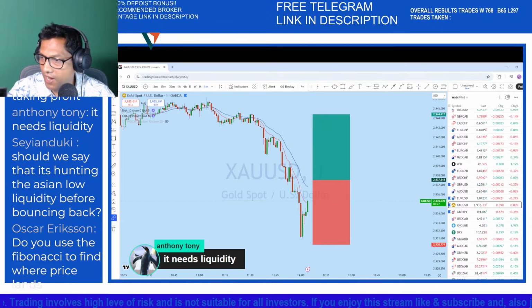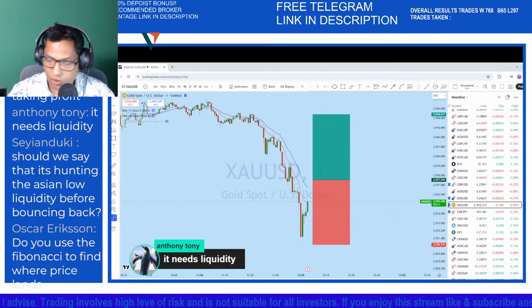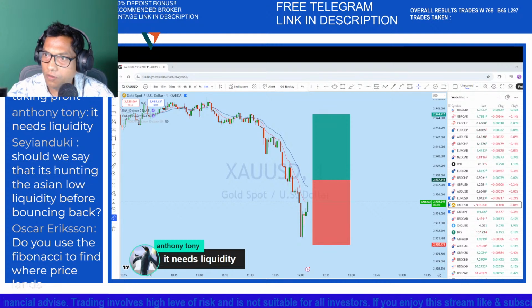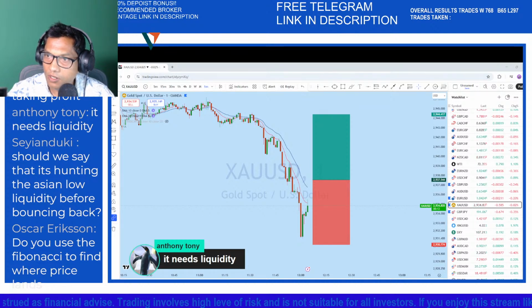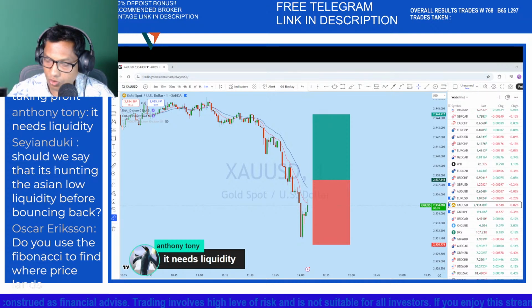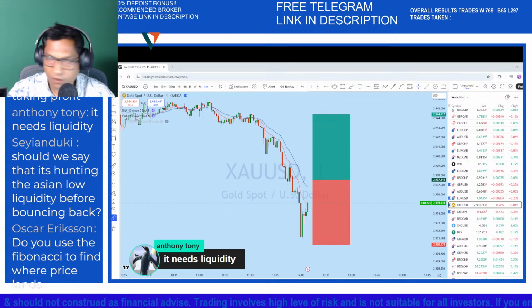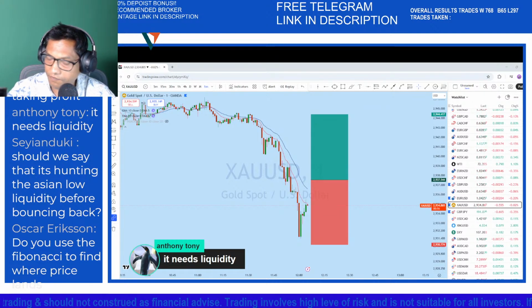So again, putting a buy stop at 2937.544, stop loss at 2930.774, TP target at 2944.417, and that's the new pending order. Buy stop at this level.